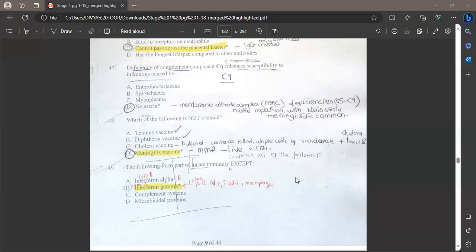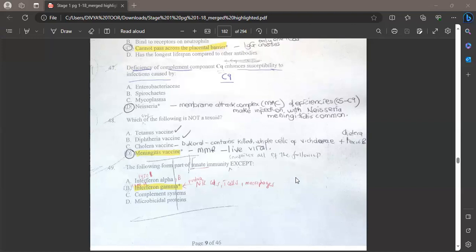Kindly repeat why you've gone with the interferon gamma. Isn't it part of the adaptive immunity? No, it's part of the innate. Interferon gamma? No, natural killer cells. You said interferon gamma is part of natural killer cells. Natural killer cells usually produce IFN and all these things, and natural killer cells are part of the innate immunity.